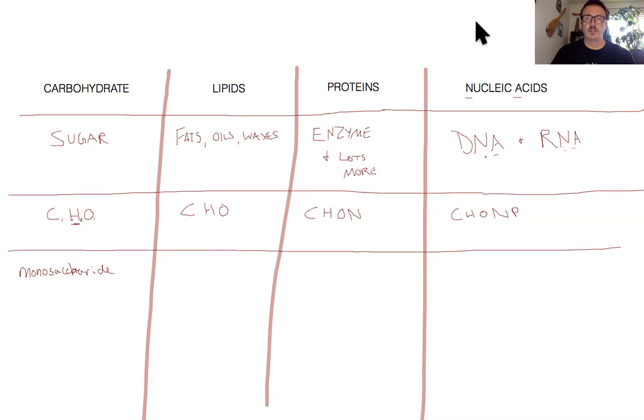And then we have our lipids, right? Our lipids are going to be made out of glycerol and, I think this one's easy to remember, fatty acids. There are different fatty acids in different foods. That's why butter is solid at room temperature and olive oil is liquid at room temperature. They contain different fatty acids. They're both lipids, right? They're both going to be fats, oils, and waxes.